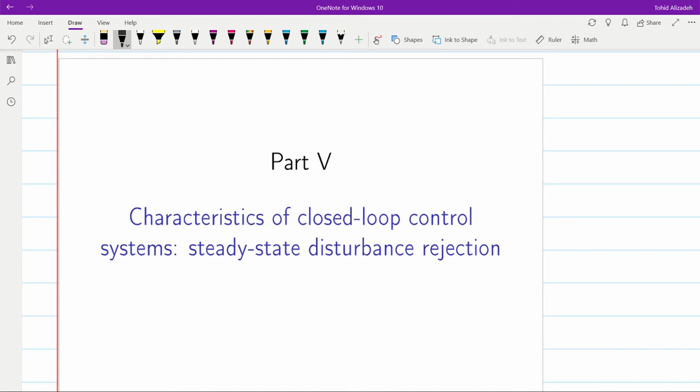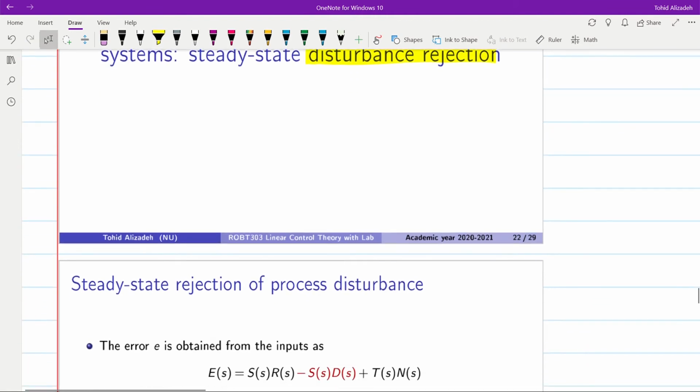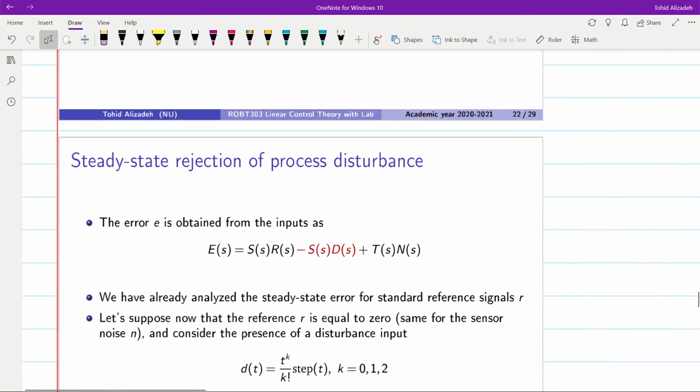Hello everyone. In this part of the lecture on steady-state analysis of closed-loop systems, we will have a look at the disturbance rejection. So we will see how a closed-loop system will deal with rejecting disturbances. For that, we will have a look at the expression that we have for the error term, E of S.